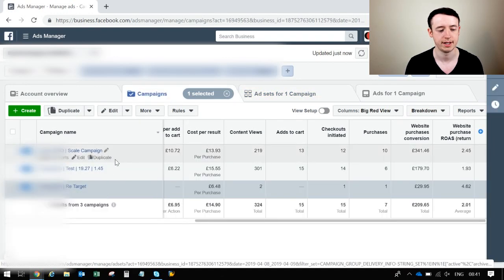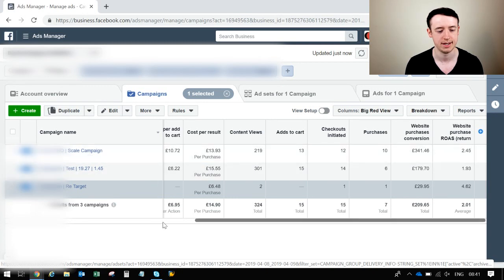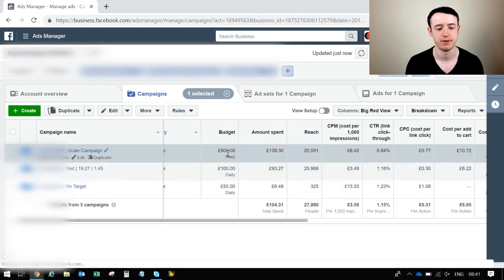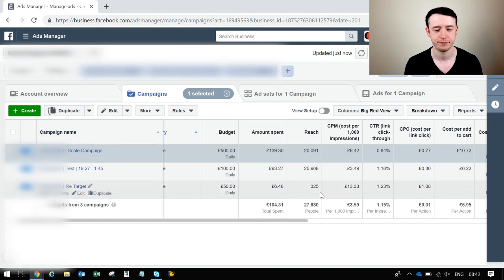What I also did was I created a sort of a super CBO campaign. This is where I was going to add all my winning ad sets into this one campaign, and I had this set as a higher budget. So as you can see here, I set this at £500 a day, and I was going to basically duplicate everything that was winning in my test campaign and fire it over into my super CBO campaign.